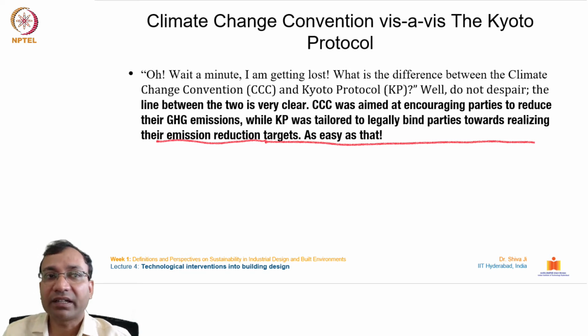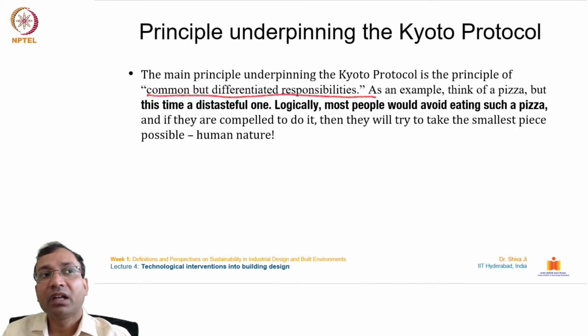The CCC was actually to bring everyone together to discuss at the same table. So everyone agreed, but the Kyoto Protocol was a binding one, which legally bound these countries to start reducing their emissions. So I hope you understood. Now, the principle underpinning the Kyoto Protocol. The main principle underpinning the Kyoto Protocol is the principle of common but differentiated responsibilities.